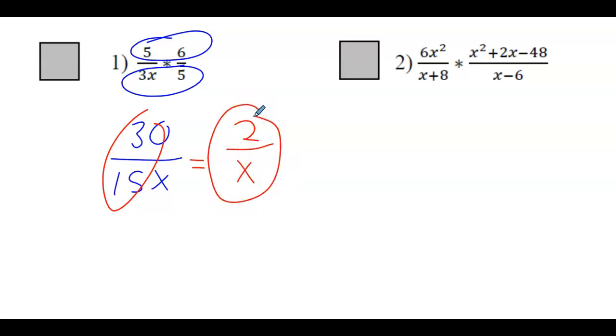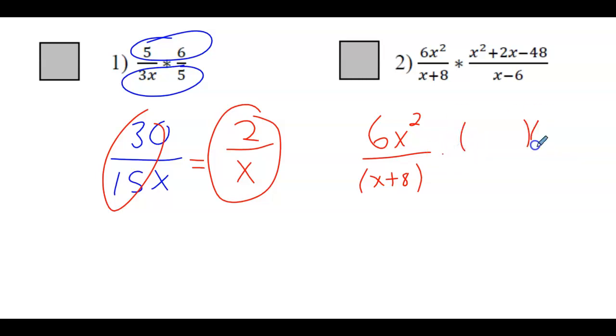Okay. Number two is a polynomial. So if we're going to multiply those, we have to factor them first. This was our first lesson on multiplying, or the second lesson on multiplying our rational expressions. So anytime something can be factored, you have to be able to factor it. That's why we did so much factoring review, okay?